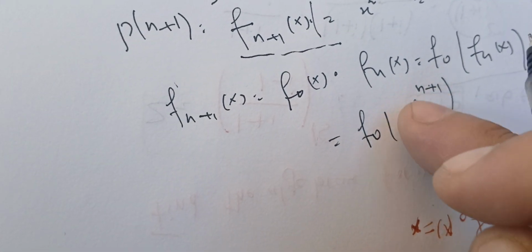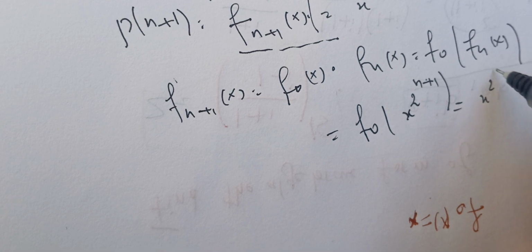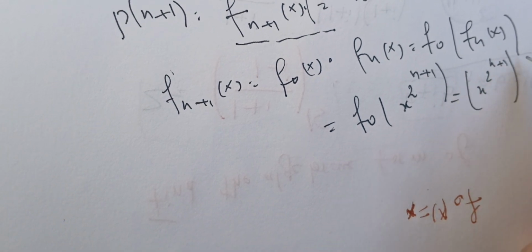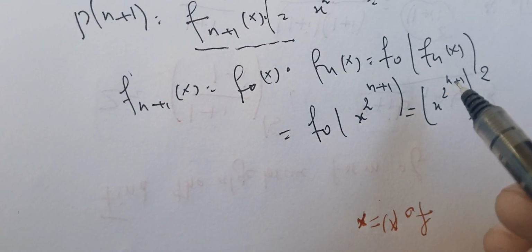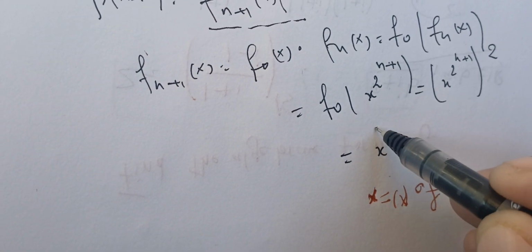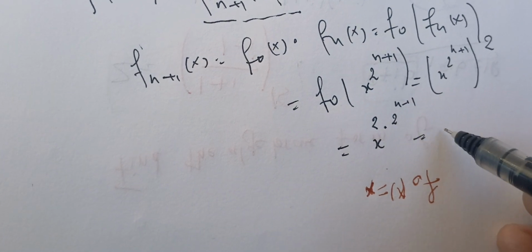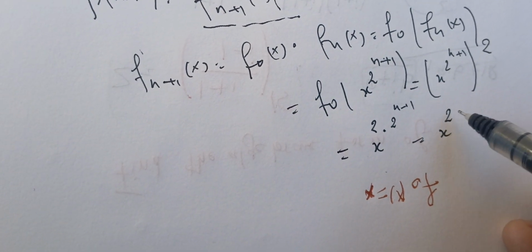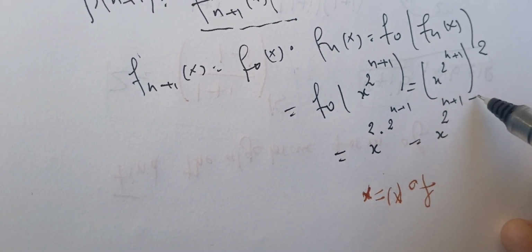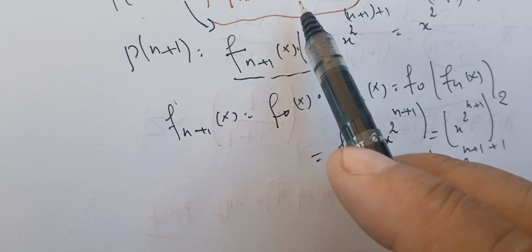Now, this is the image by x squared. So this means that this is x to the power 2 to the power n plus 1, squared. Okay? I can use any means I want. So here x to the power 2 times 2 to the power n plus 1. And this gives me x to the power 2 to the power n plus 1 plus 1. And this is what I need. This is what I need to prove.